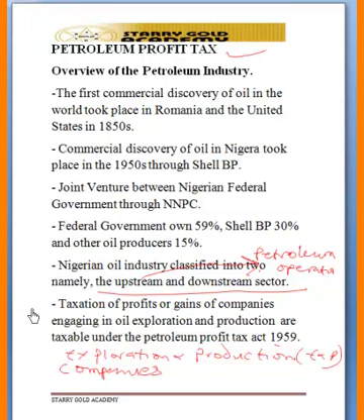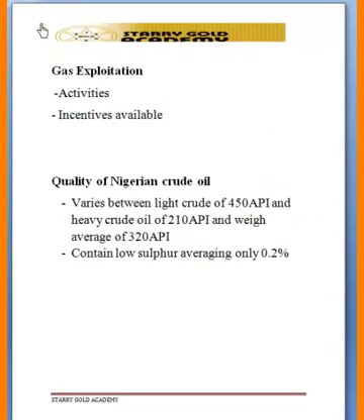For licenses, we have three forms of licenses. We have the oil exploration license, OEL. Let me try and put something here. Licenses, types of licenses. OEL, oil exploration license. I need to correct this. This should be E. OEL, oil exploration license.